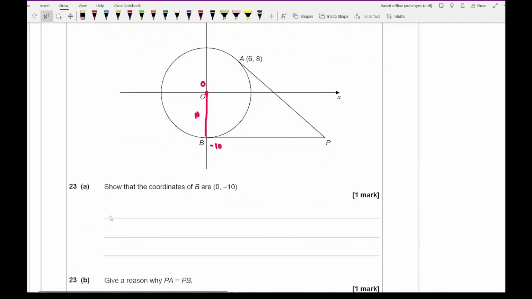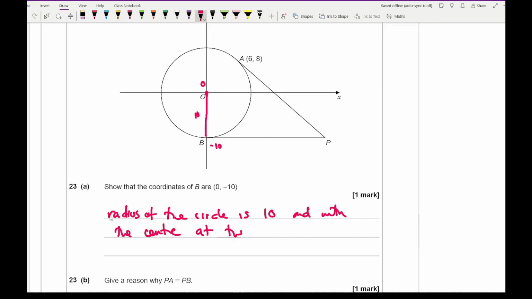So then here we can just say that the radius of the circle is 10, and with the centre at the origin being at 0, 0, that 0 minus 10 equals minus 10. In terms of the y-ordinate, it is going to be minus 10.